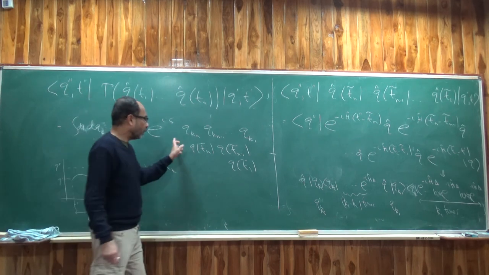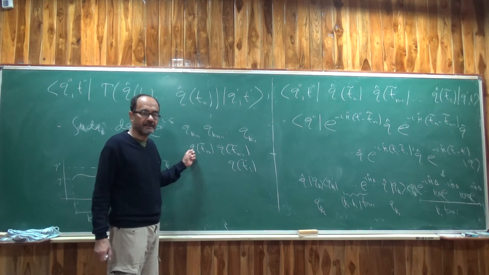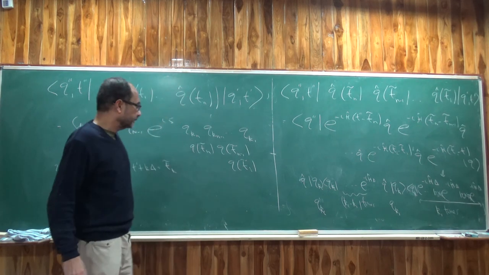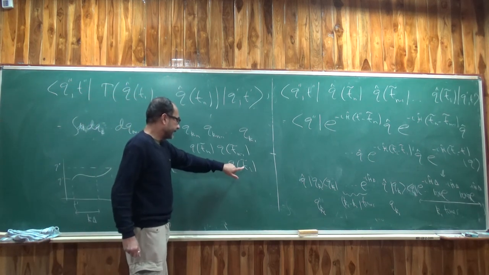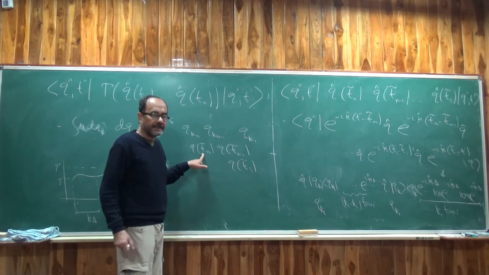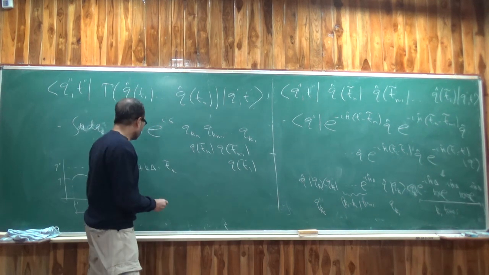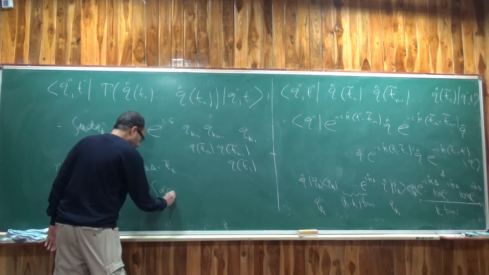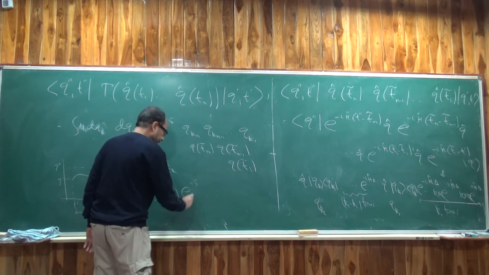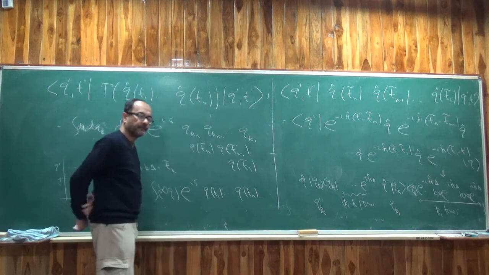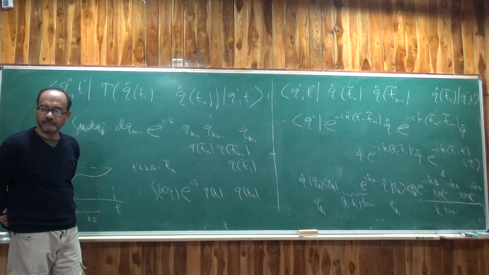So how you order these has no relevance. You can order them in any way. An integral is just an integral. We also know that the set t_1 tilde, t_2 tilde up to t_n tilde is the same as the set t_1, t_2 up to t_n, just rearranged. So I can write this as integral dq e^{iS} q of t_1 to q of t_n. Is this clear?